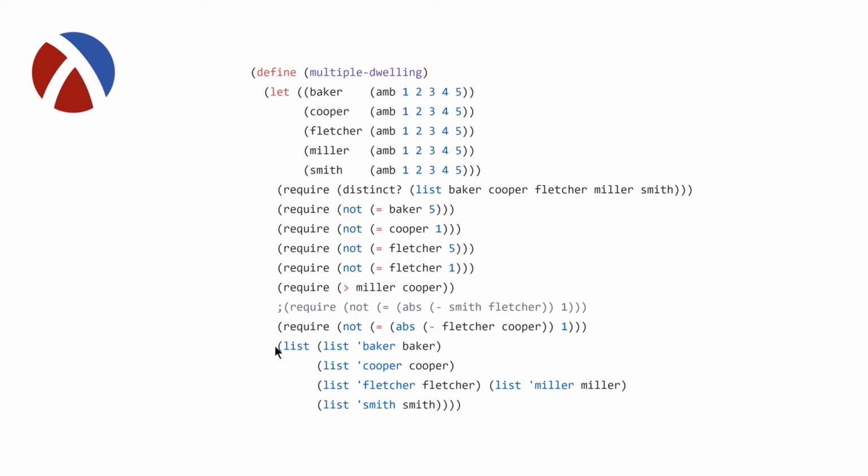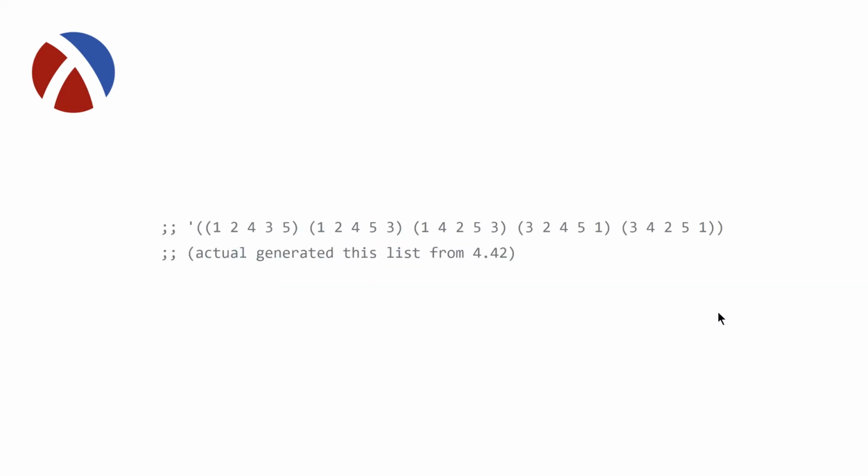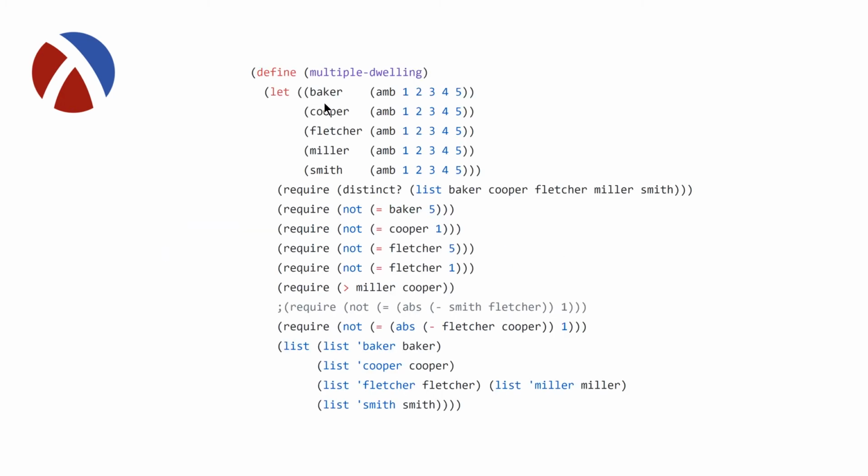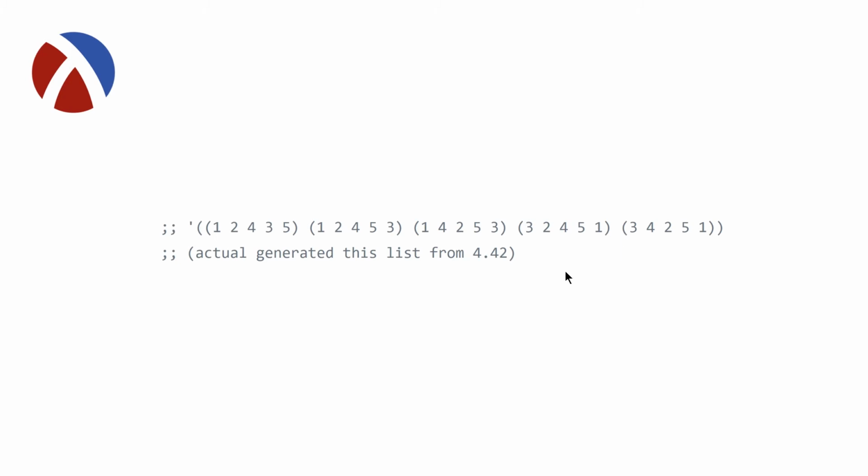And so at the end here, it's just going to print out each of the floors that the individuals live on in list format next to their names. And in order to solve this, all we have to do is comment out the condition that says Smith and Fletcher can't be on adjacent floors. And if we take a look at what this yields, we see that there are 5 possible solutions. So the order of these corresponds to the order of the individuals listed in the let expression. And note that I actually generated this from the next problem that we're going to look at, which is 4.42.